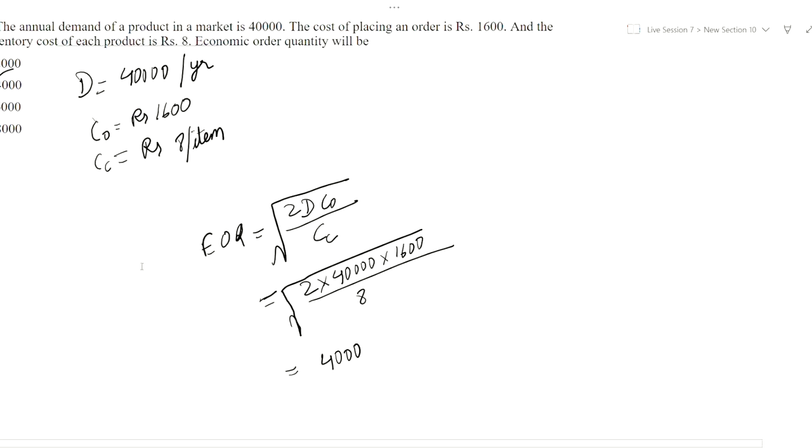Now, there is a question where the demand is given, C0 is given, CC is given. We just find out the economic order quantity, which is root over of 2D C naught by CC.